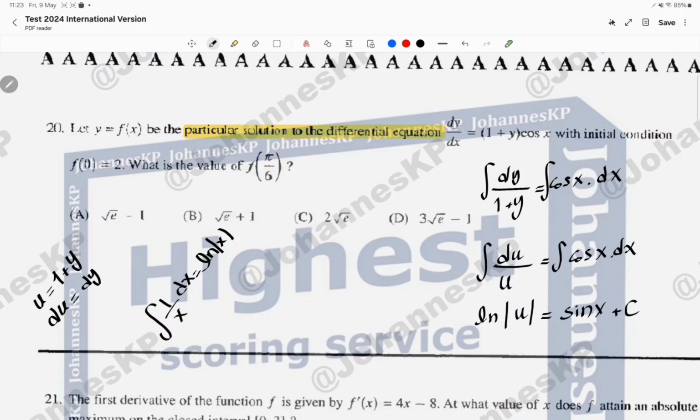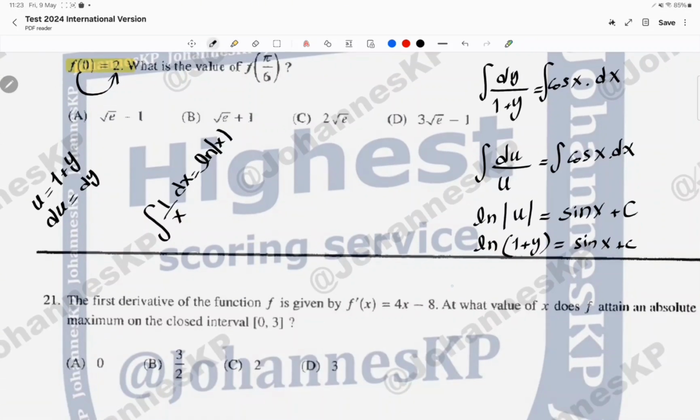Now, look. Now you can replace the u with 1 plus y again. Okay? So ln of the absolute value of 1 plus y equals sin x plus c. Now, since my y is 2, 1 plus 2 is 3, so since the inside is positive, remove the absolute value. Now look, they said the initial condition is when x is 0, y is 2. So come here and replace the y with 2 and the x with 0. What's the sine of 0? 0. So that means that ln 3 is equal to c.